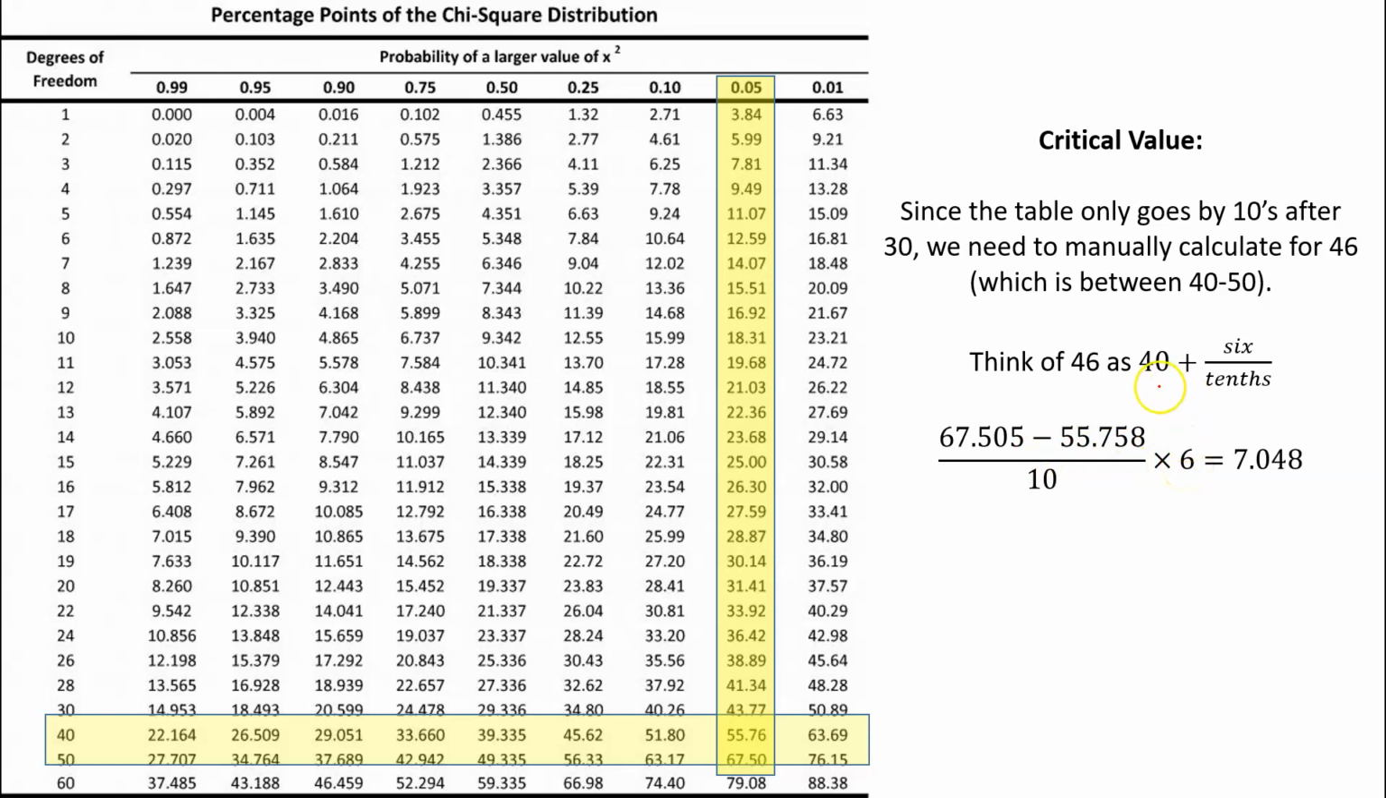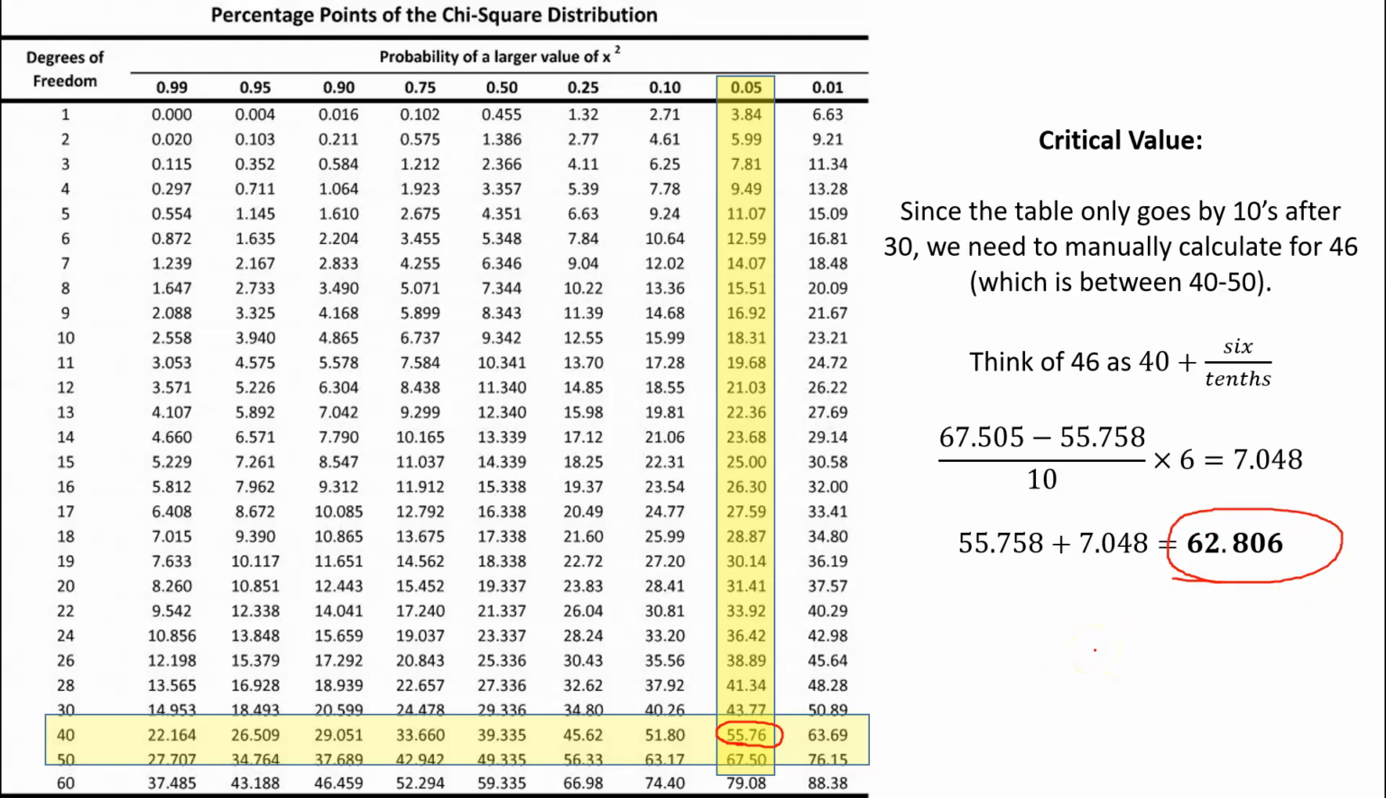So this is 40 plus 6/10. There's my 6/10. So I got to add that to the number where 40 was, which again is right here. So that right there is my critical value.